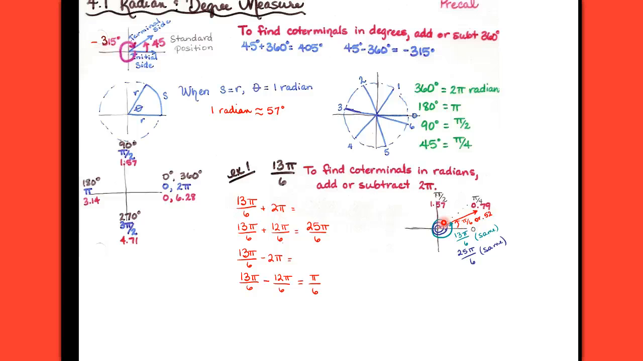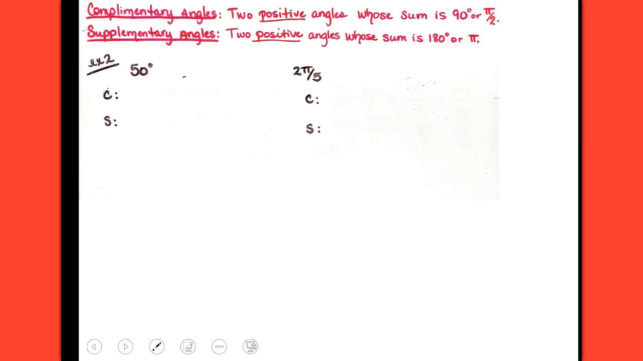Okay? All right. Last thing we want to talk about today is the idea of complementary and supplementary angles on the top of page 287. All right, you'll remember from geometry in your geometry toolbox that complementary angles are two positive angles whose sum is 90, and supplementary angles are two positive angles whose sum is 180.